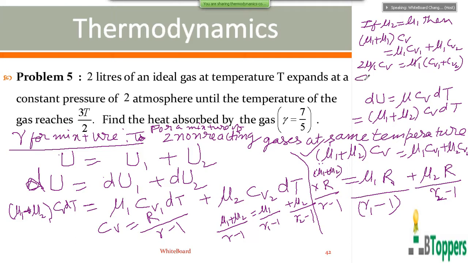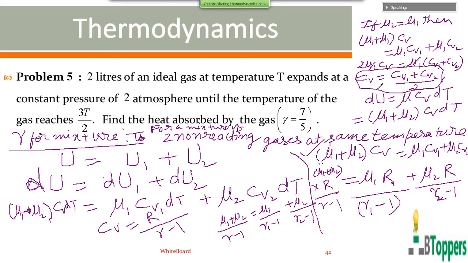That means if two non-reacting ideal gases at the same temperature are mixed, then the molar specific heat at constant volume for the mixture of the two gases is simply the arithmetic mean of the molar specific heats at constant volume for the two gases.